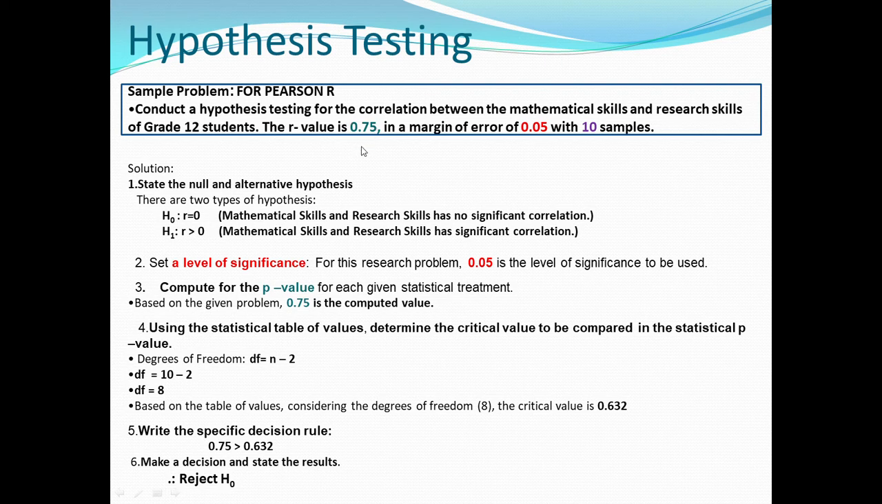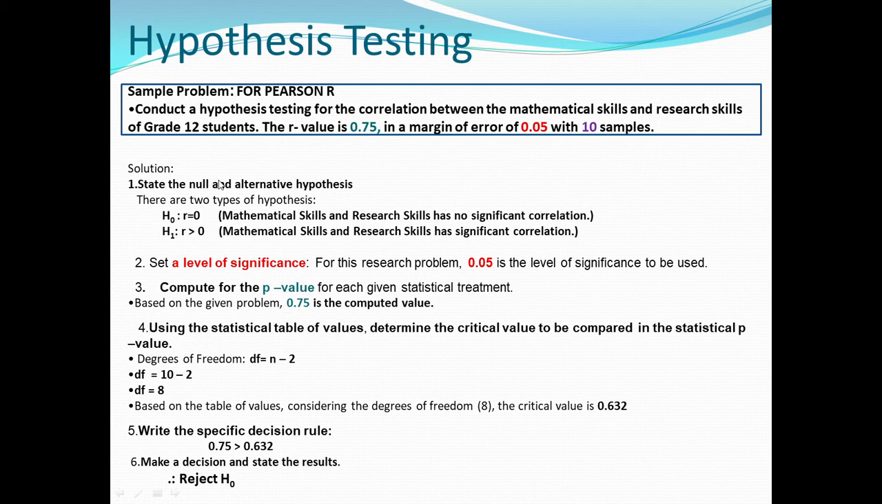Yan, yung 0.75 in a margin of error of 0.05. So yung margin of error given na sa problem. And with 10 samples. So ito yung N na sinasabi ko. Okay, total number of respondents. So ito, 10. Okay, let's be aware of these numbers. Again, 0.75 is the p-value or the computed value, and 0.05 is our margin of error, and then 10, ito yung N. Okay, ito yung total number of samples.